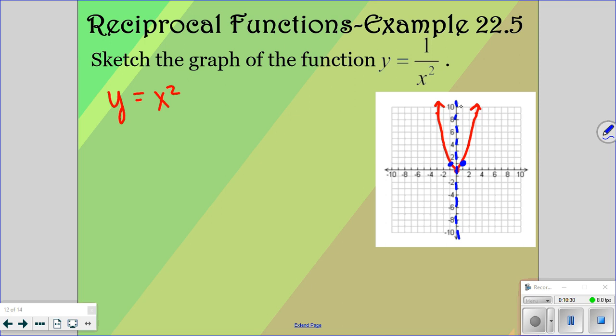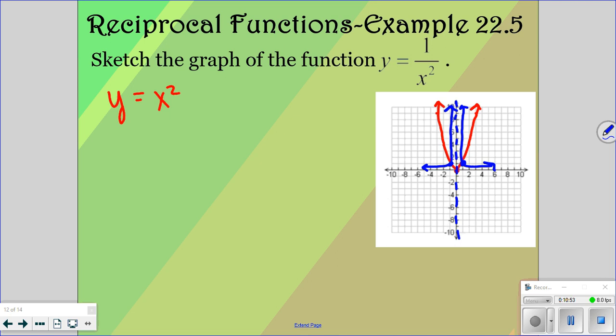And then from there, you're going to approach your asymptote and approach your x-axis. And then on this side, we approach our x-axis and we approach our asymptote. So the blue is the graph of y equals 1 over x squared. And I'm fine with you putting them right on top of each other. You don't need to go erase the red part of it, okay?